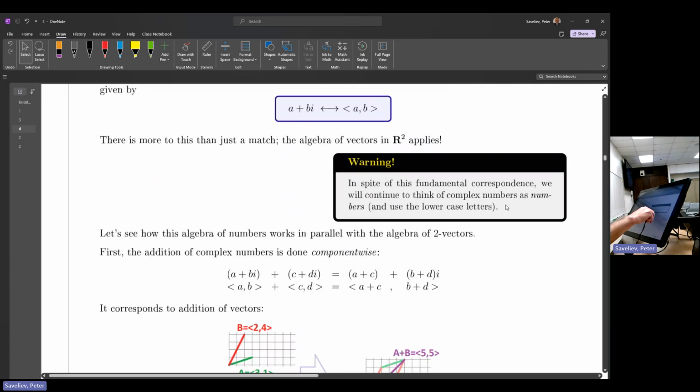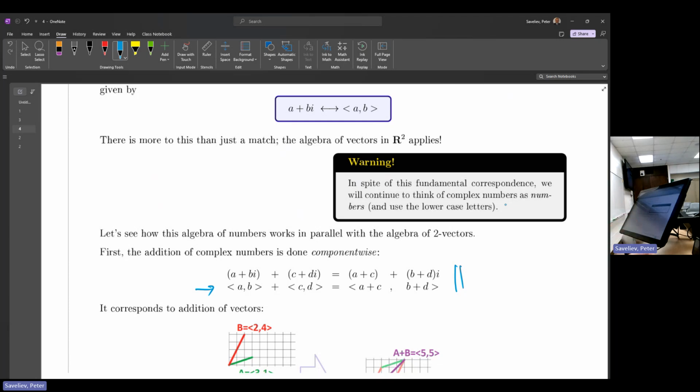I even write it here. The second line is the familiar vector addition that we've done before, and the first line is the addition of complex numbers. As you can see, they repeat themselves in a manner that is very familiar and pretty much identical.